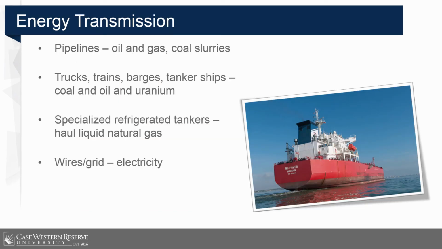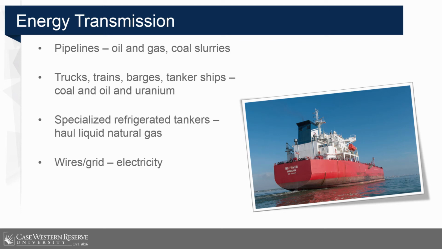So just a quick aside here, because I want to make sure we're talking about energy transmission with a focus on electricity. I want you to understand too, and put in context, how other energy carriers are transmitted. Pipelines are used for oil and gas, also coal slurries. Trucks and trains and ships are typically used for coal and oil and uranium. Liquid natural gas, because it's not a liquid at room temperature, has to be refrigerated in tankers, which causes the prices to go up. But then electricity, again, is carried in wires.